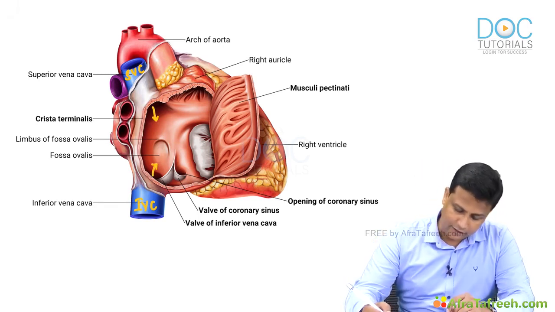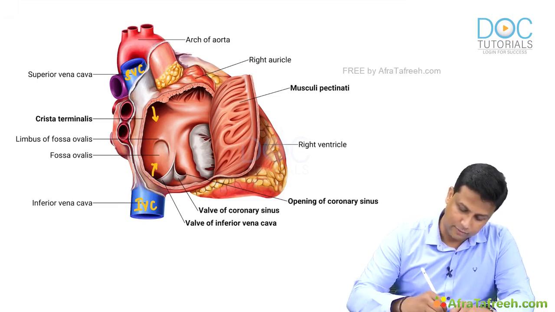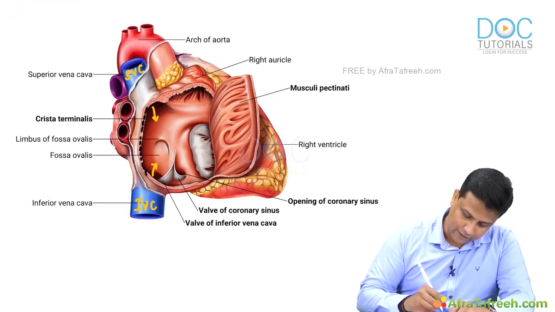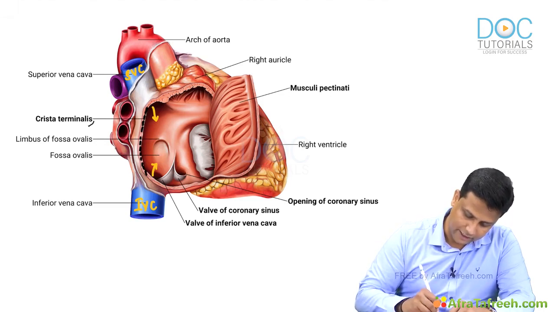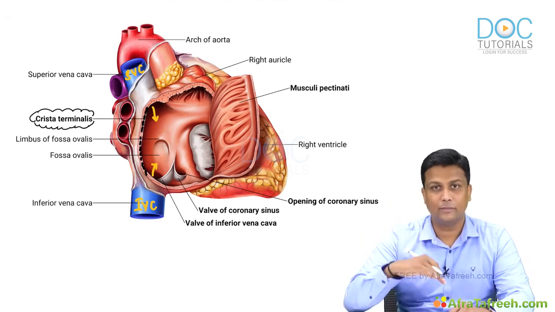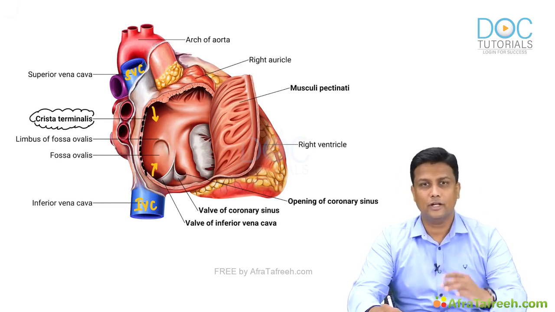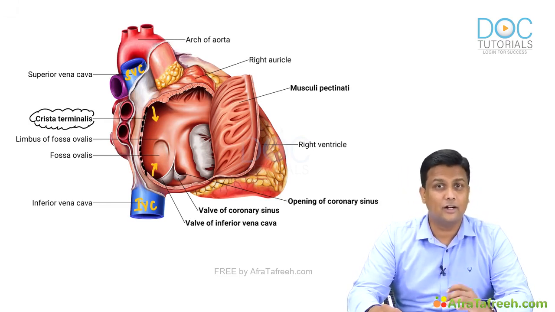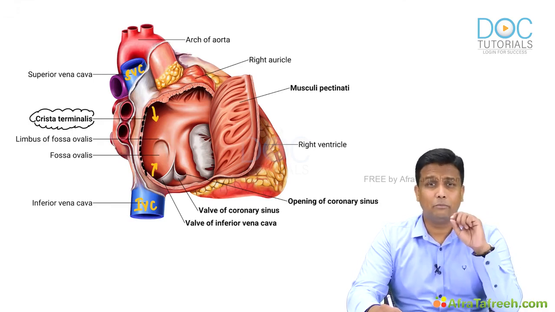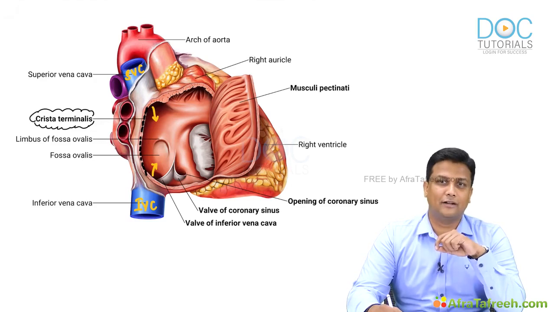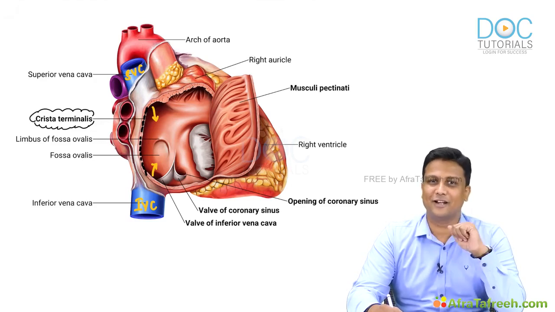Between the superior vena cava and inferior vena cava, you will find a muscular ridge, an elevation, and that is the crista terminalis. Above you have the superior vena cava and below the inferior vena cava, and between them is the crista terminalis. That's important, because inside the atrium you have a rough part and a smooth part, and both of them are separated by the crista terminalis.